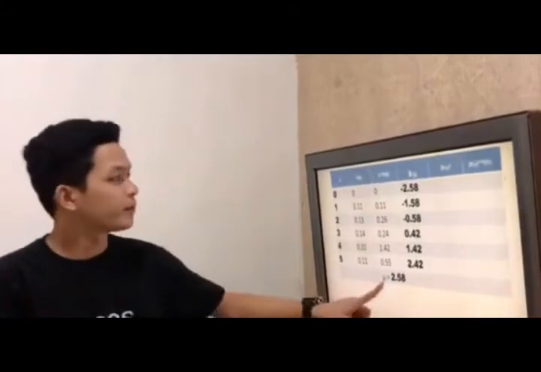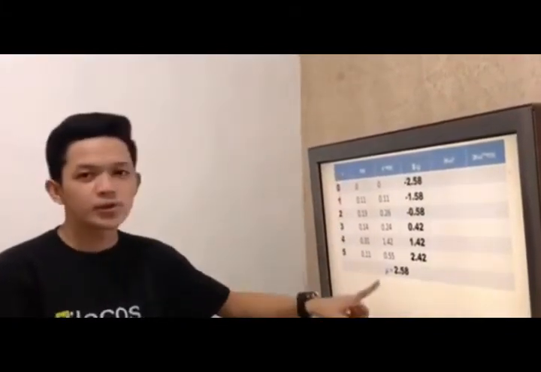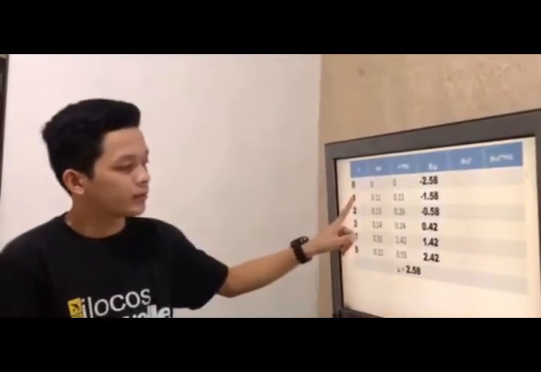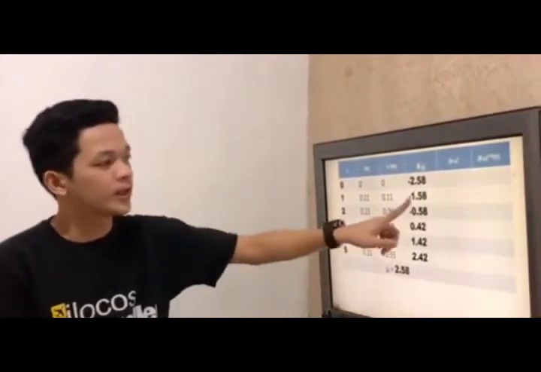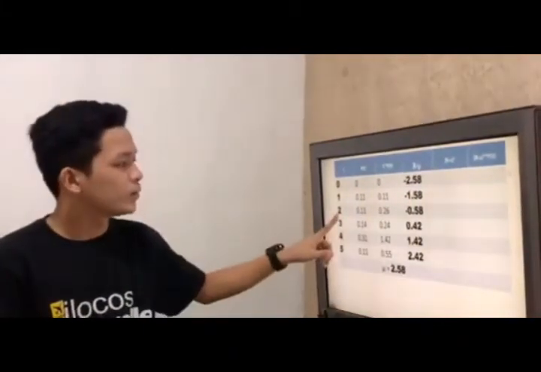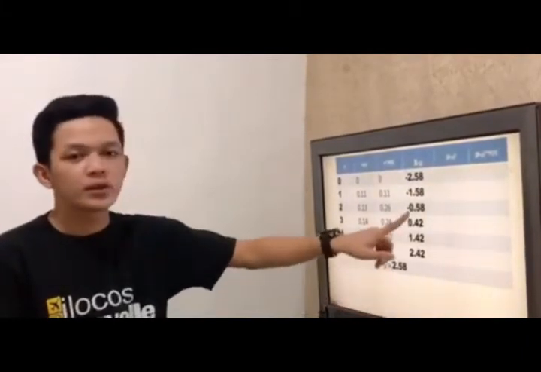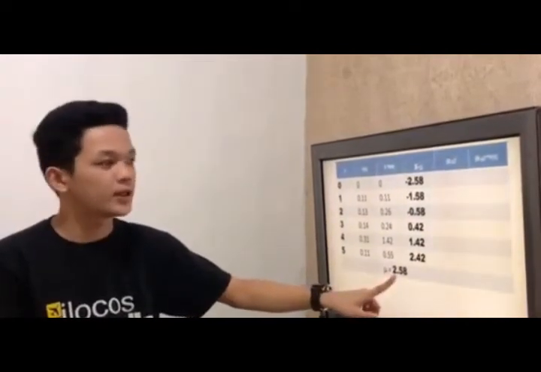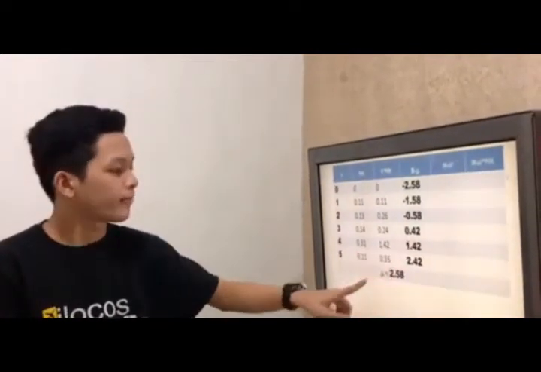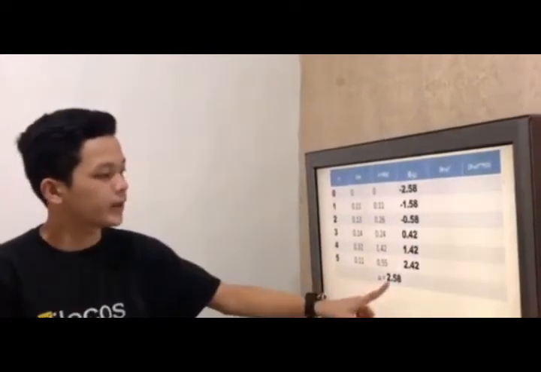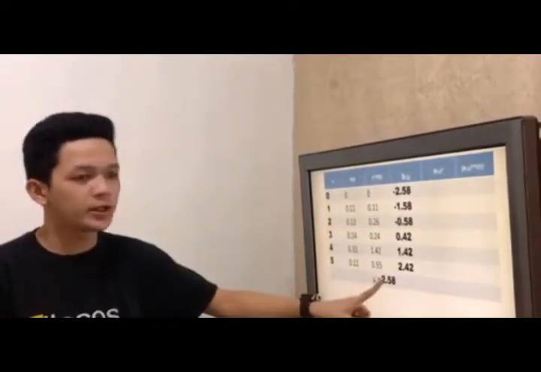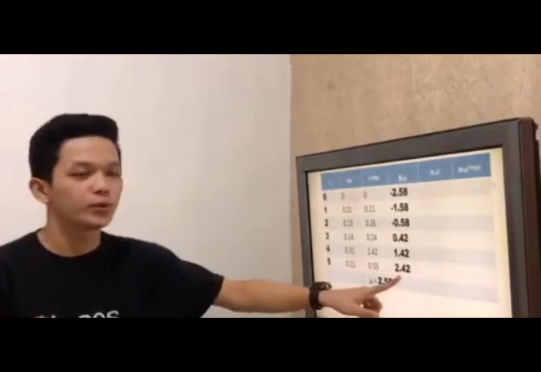For step 2, you just have to subtract the mean from x. So 0 minus 2.58 is equal to negative 2.58. 1 minus 2.58 is equal to negative 1.58. 2 minus 2.58 is equal to negative 0.58. 3 minus 2.58 is equal to 0.42. 4 minus 2.58 is equal to 1.42. And 5 minus 2.58 is equal to 2.42.